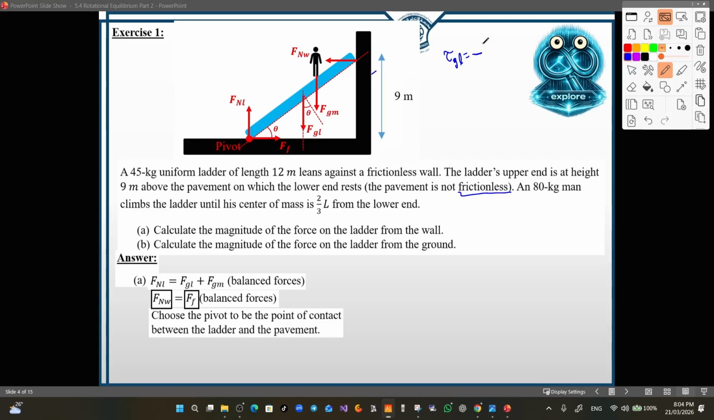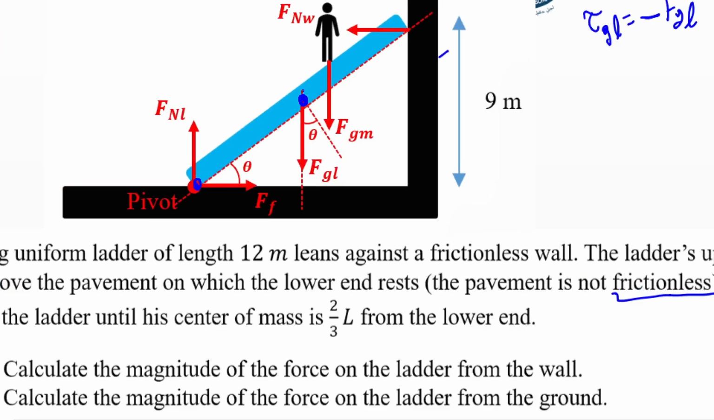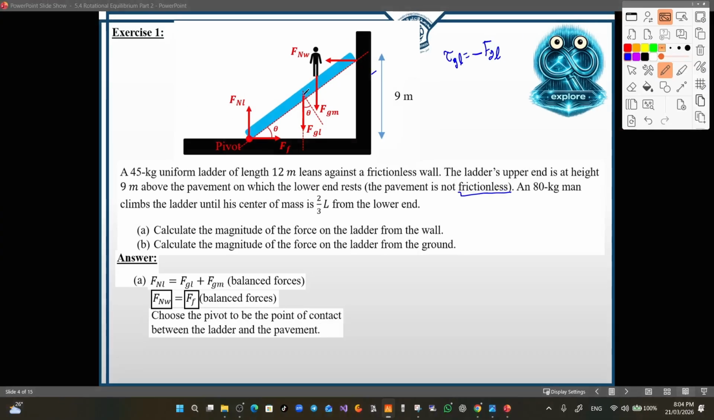Now the magnitude of the force is FGL. The distance, D, represents the distance between the point of application of this force and the pivot. We know that this force, the force of gravity acting on the ladder, is acting on the center of mass of the ladder, located in the middle of the ladder. Since the ladder is 12 meters, the distance, let's call it D2, is equal to 6 meters.